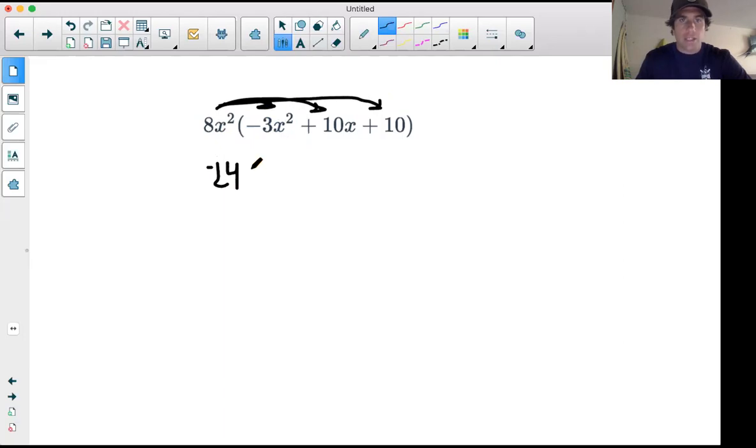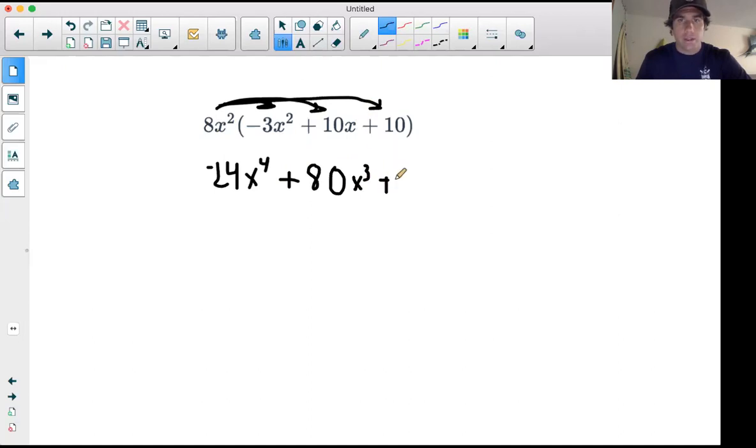x squared times x squared is x to the 4th. How did I get to the 4th? I added the exponents because that's the rule. 8x squared times 10x. So it's going to be a positive because it's positive times positive. Coefficients, 8 times 10 is 80. x squared times x is not x squared, guys. It's x cubed. Always a 1 there, and I'm adding.